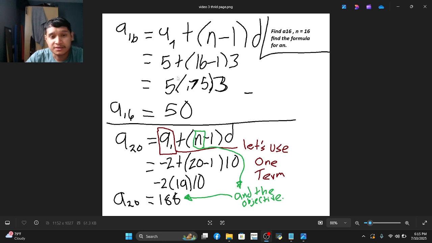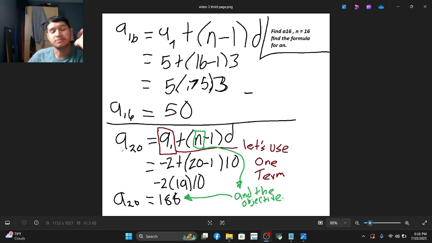It's really easy with this formula to actually find whatever number you may want to use or want to know. This is a really good formula. So 5 plus 15 times 3 is equal to 50. So the a sub 16 is equal to 50. Let's use one of the terms. Okay, so let's do another one.